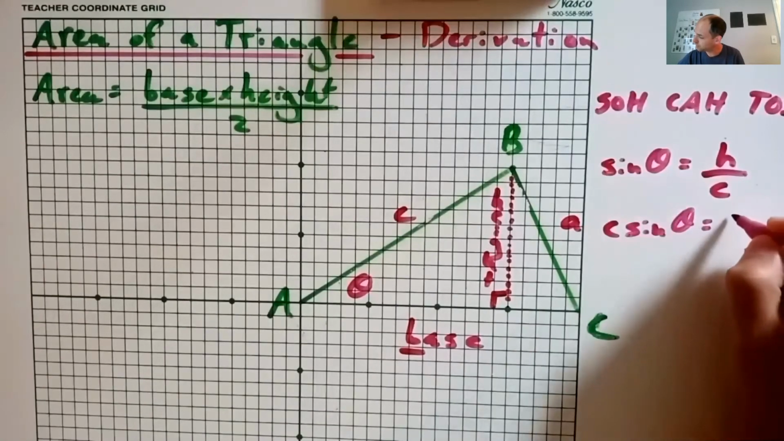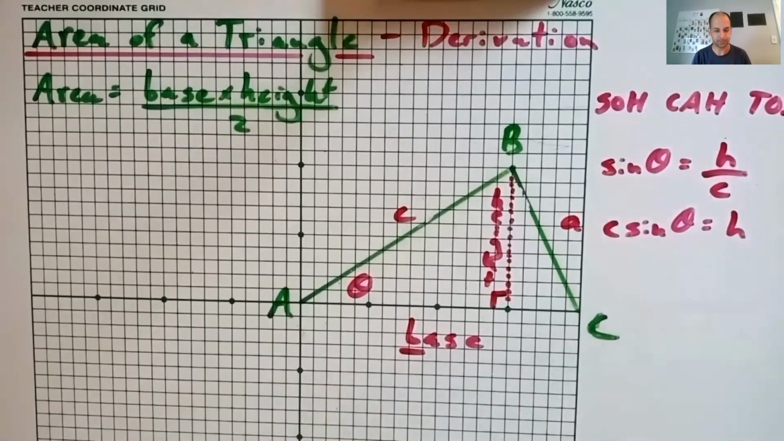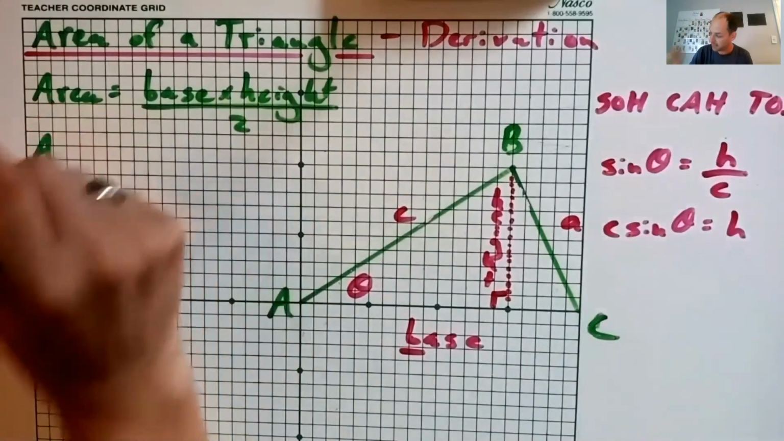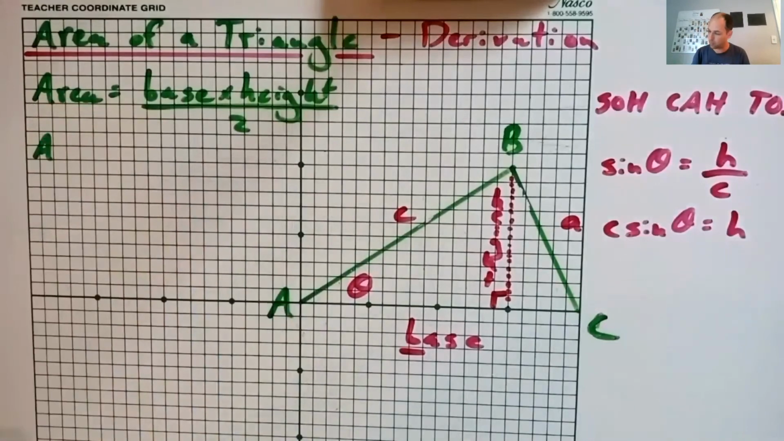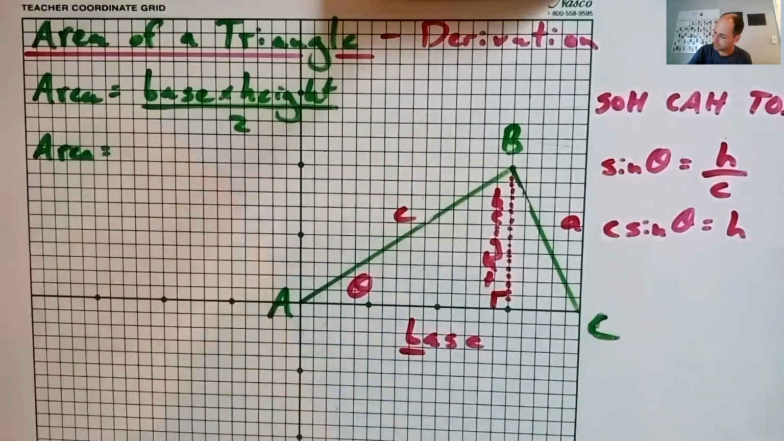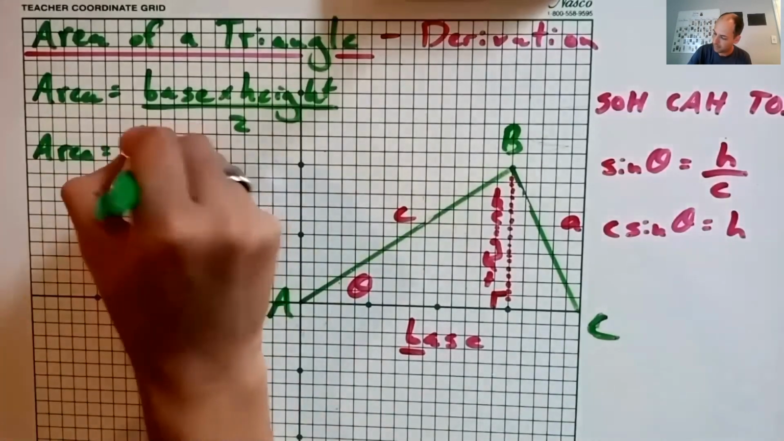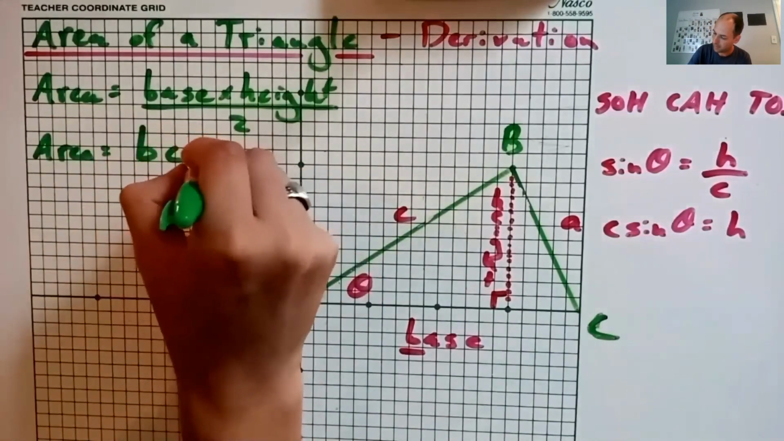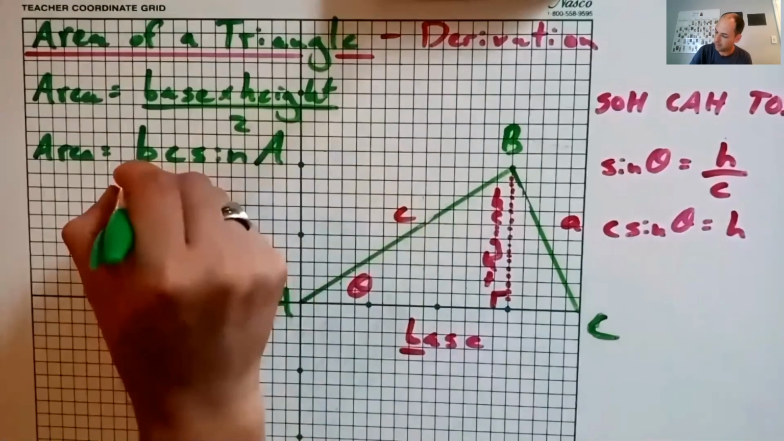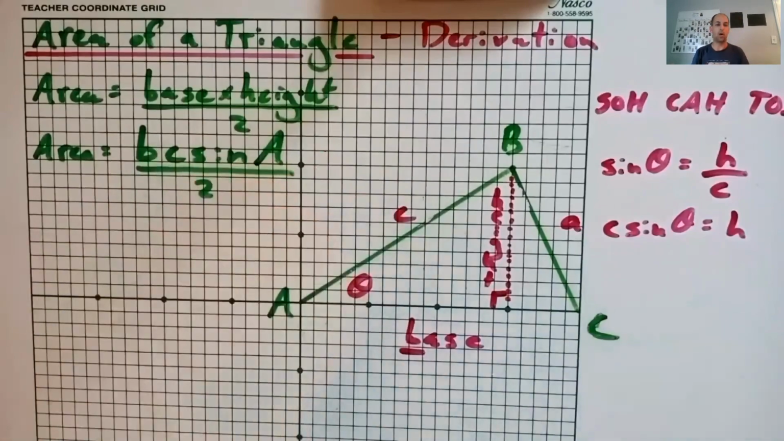is equal to H. Now we can do a substitution of the height into our area equation, but instead of height, we have C sine theta, or C sine A, all over 2.